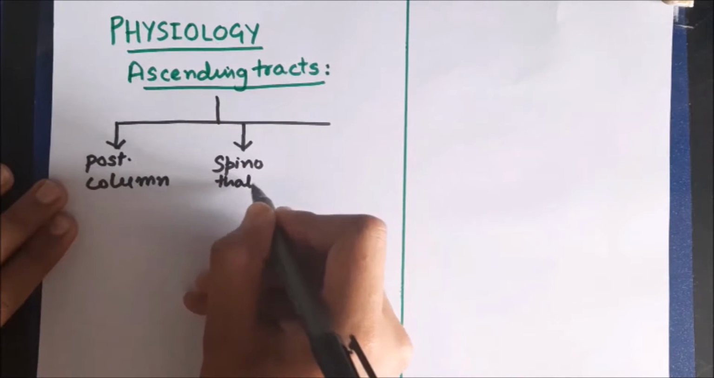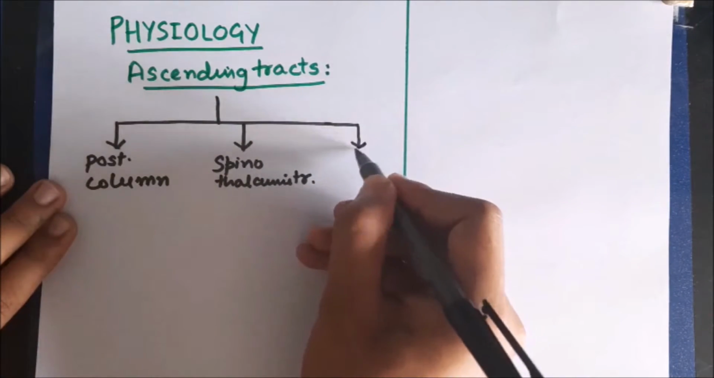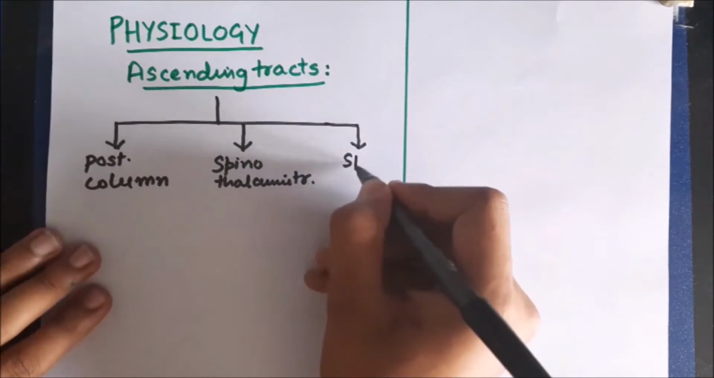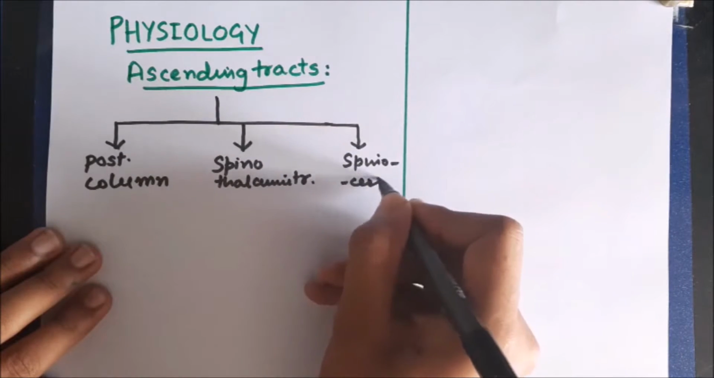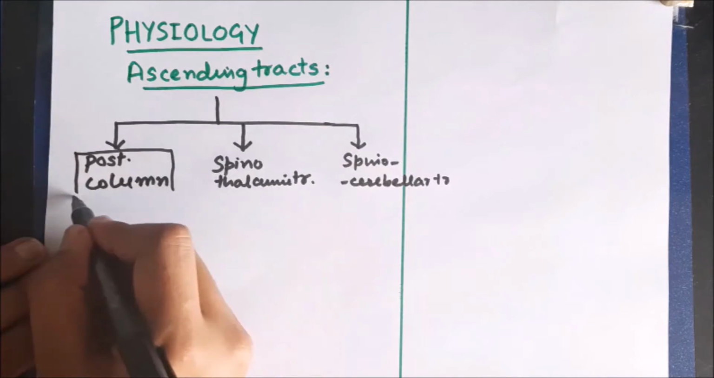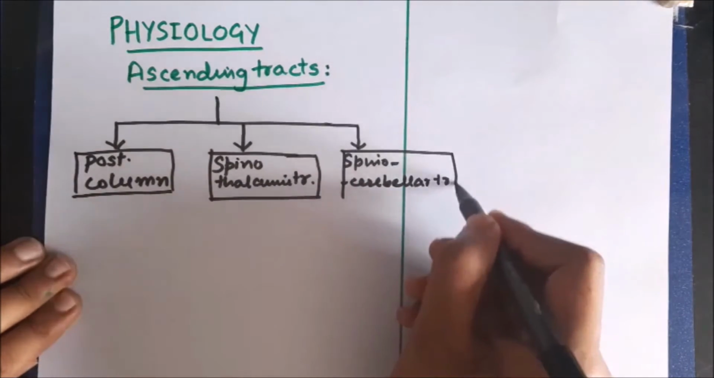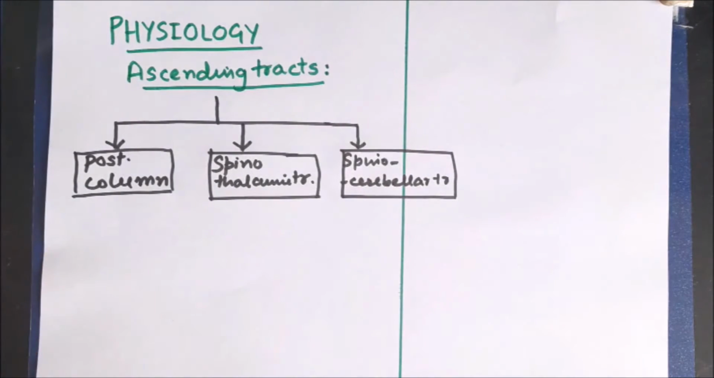The second one is called the spinothalamic tract, and the third one is called the spinocerebellar tract. So these are the three ascending tracts in sensory physiology: posterior column, spinothalamic tracts, and spinocerebellar tracts. Now let us start with the spinocerebellar tract.